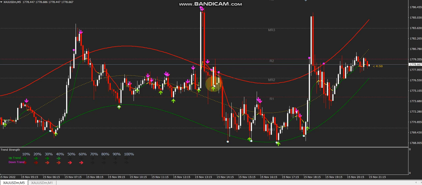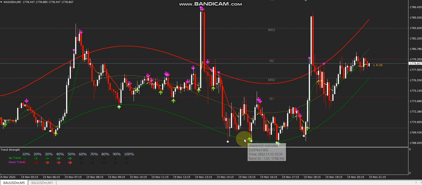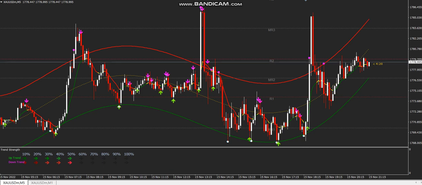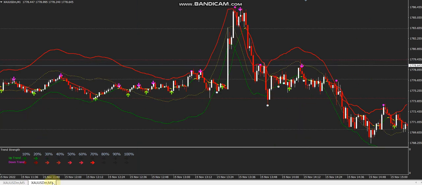I will not take this one because it's on the selling side, so I cannot buy when it's on this side of the golden line. From this side of the golden line, I only wait for arrows to appear close to the red line and take the sells. For buys, I wait for the arrow to appear close to the green line, and then I take the trade.